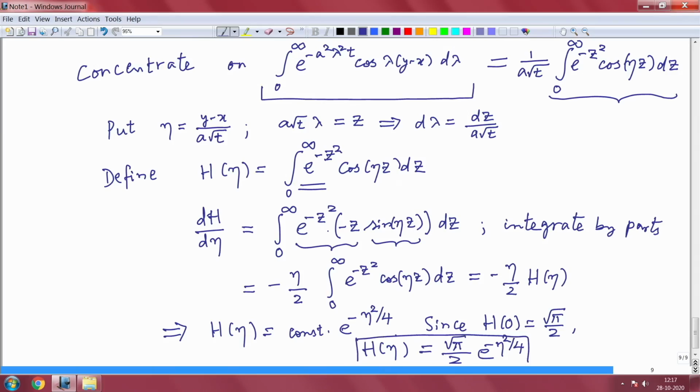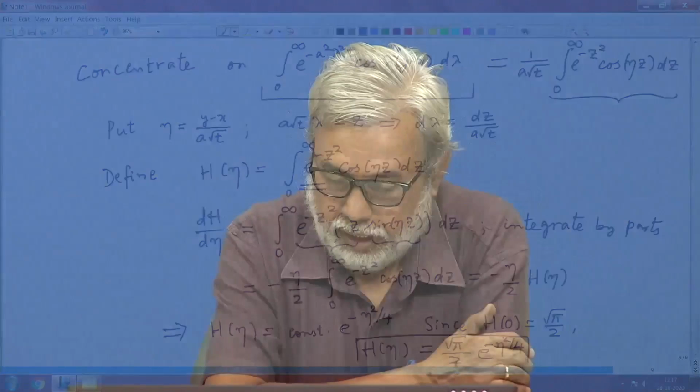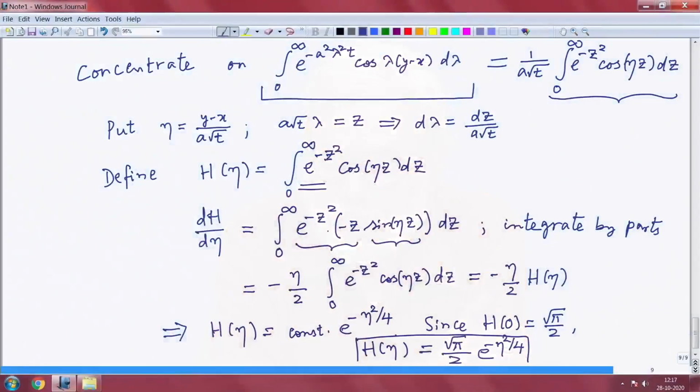So, we stop here and in the next lecture we continue from this point. After plugging this h eta into the solution, we will rewrite the solution and see its connection with the fundamental solution of the heat operator, and then we will verify that the formula indeed is a solution of the heat equation. That we will do in the next class. Thank you.